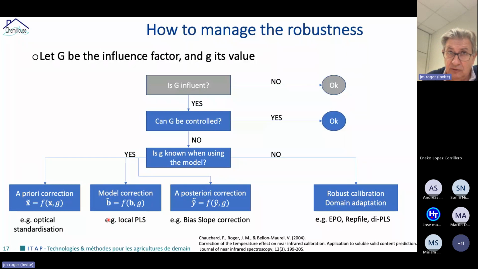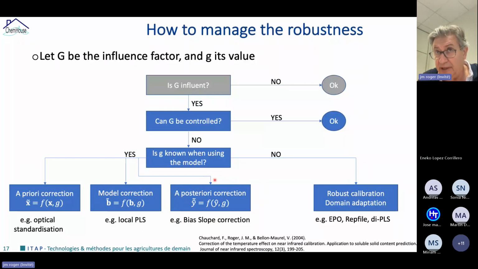The second way is to correct the model. That means that you will use the model you have calculated in the source domain and the G value, you combine that in order to calculate a new model which is better. And it could be, for example, local PLS. That means that depending on the condition you have, you will use a new model. We will see also that.